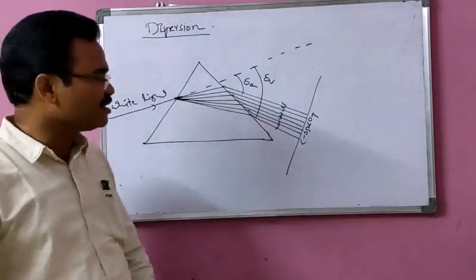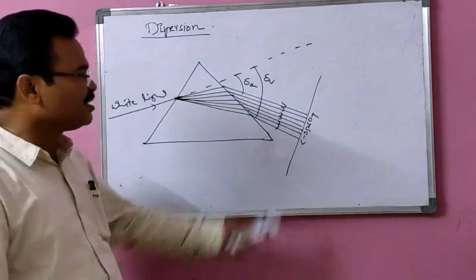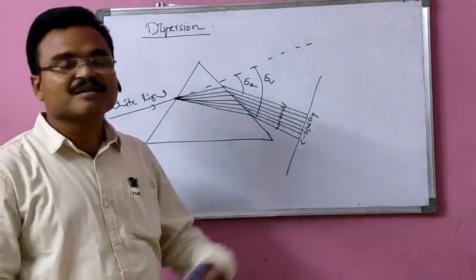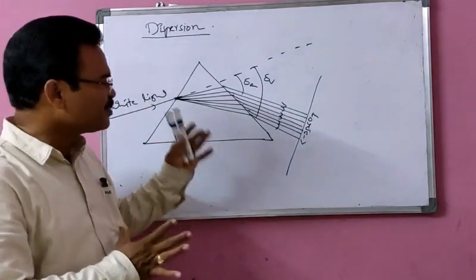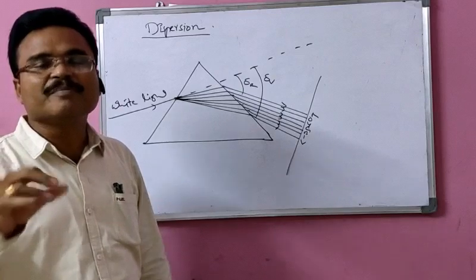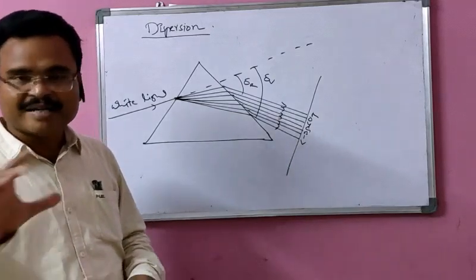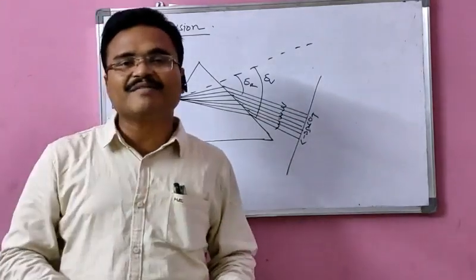Because of that, we are getting the colored pattern on the screen. They split into 7 colors and form a beautiful pattern, and this is called the spectrum. So the reason for splitting is that mu depends on lambda, and white light is not a single wavelength light.